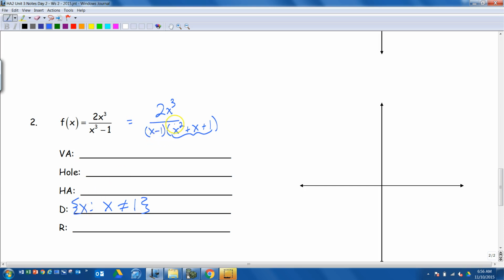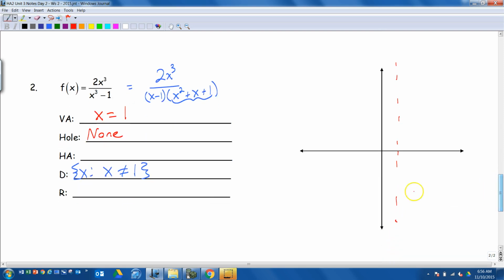Right here, from that piece. This piece doesn't matter for that. It will matter if there was a hole, but there's no hole because nothing canceled out. Vertical asymptote is what was left uncanceled. It's the same thing as the domain, x equals 1. So I know that there is a vertical asymptote at 1. I'll put that in right now.